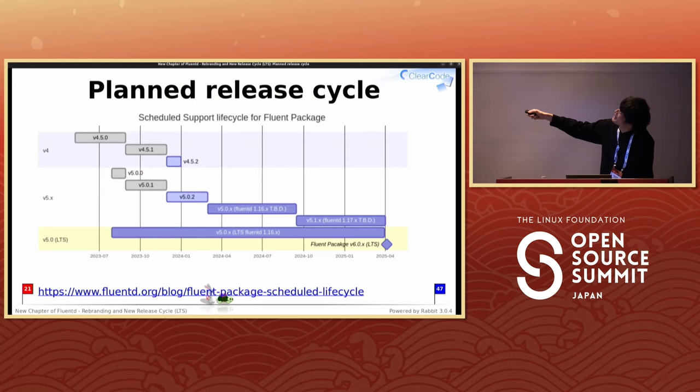And we announce the major update schedules in advance. So at the moment, the next major update, version 6, will be released in 2025. So the current version, 5.0, will be supported until then.